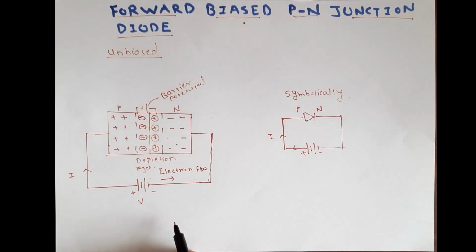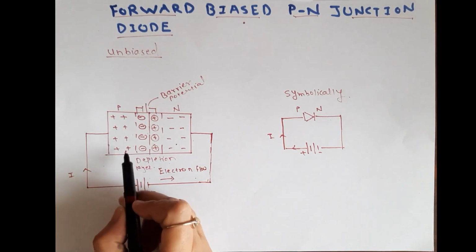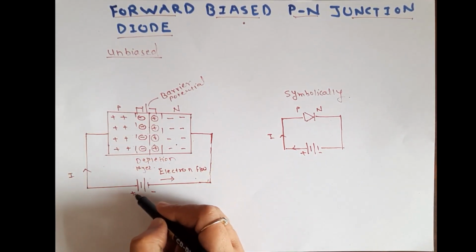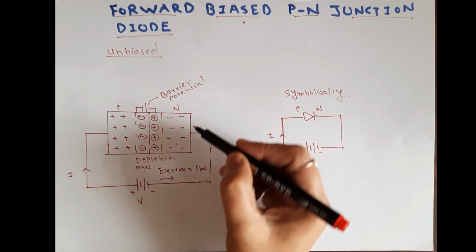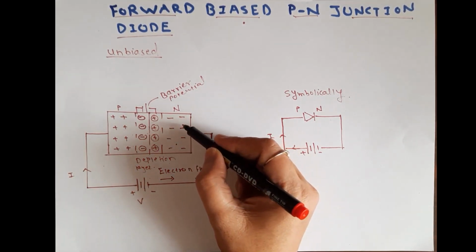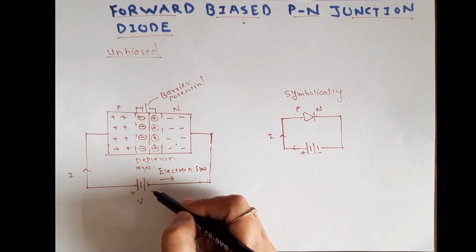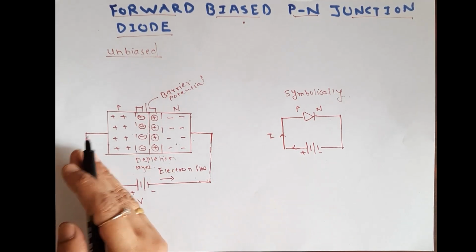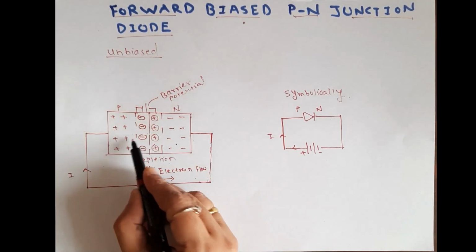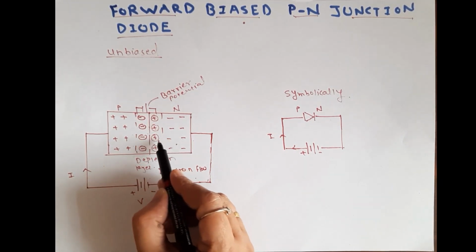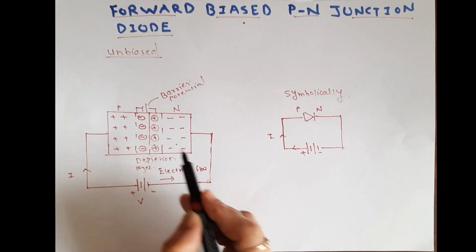What happened in this case? The holes from the P side are repelled by the positive terminal of the battery, and the negative electrons are also repelled by the negative terminal of the battery. As a result of this, some holes and free electrons enter into the depletion region. Thus, the potential barrier as well as the width of the depletion layer reduced.